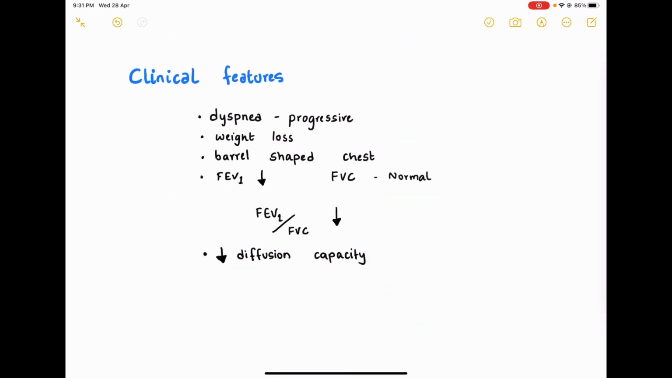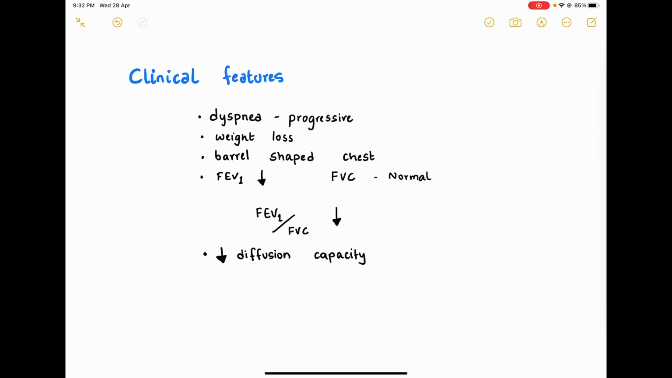The clinical features of emphysema include dyspnea, which is progressive in nature and is associated with prolonged expiration. There could also be weight loss seen in the patients, mimicking malignancy, and a barrel-shaped chest. Pulmonary function test will reveal decreased forced expiratory volume in the first second, that is FEV1, but the FVC, which is forced vital capacity, is normal, and thus the ratio FEV1 to FVC is reduced.